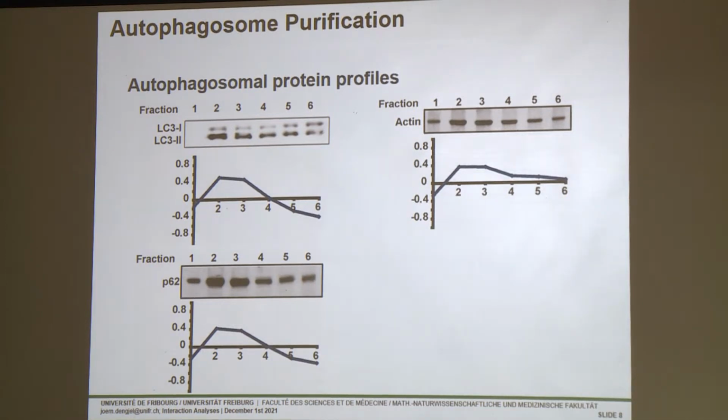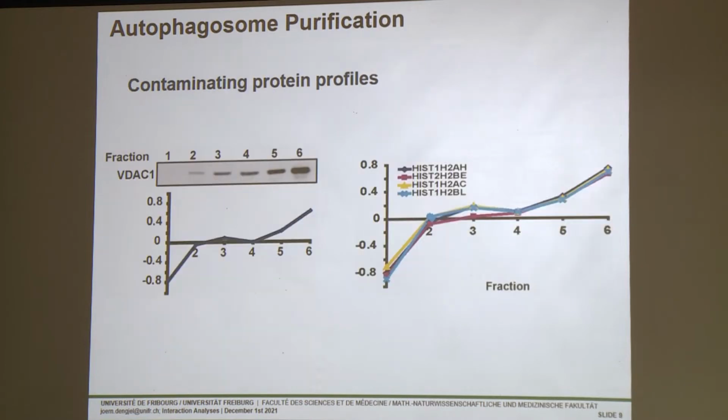But because this is not an enrichment approach, it's a fractionation approach, we don't just have our autophagosomal proteins. Of course, we also have contaminating other organelles which were in this fractionation. And here, for example, we have a mitochondrial protein, VDAC1. It's a protein of the outer mitochondrial membrane. And you see our mass spec data, and this would be the Western blot.